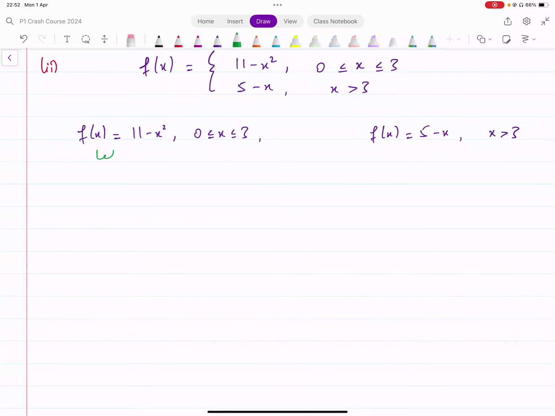How do you find the inverse of a function? You start with this. You say, let y equal f of x. That gives you y equals 11 minus x squared. Then make x the subject. When you make x the subject, that gives you x squared equals 11 minus y.